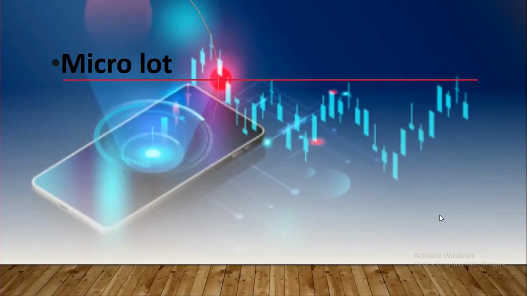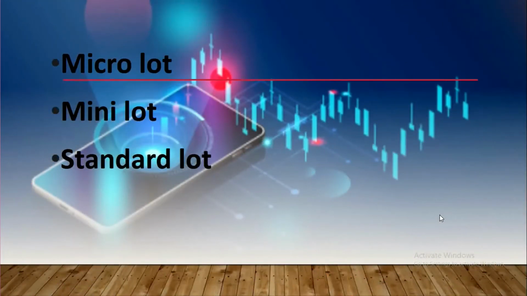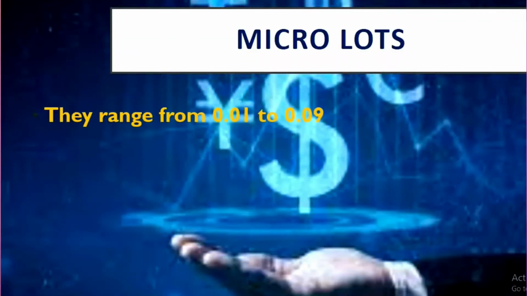Before you make any trade, there are values in which you must quantify your trade. These values are the ones called lot sizes, and they can be categorized into micro lots, mini lots, and standard lot sizes. Let us look at the various lot sizes. Micro lots range from 0.01 to 0.09.